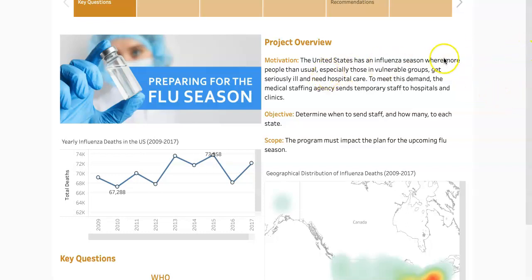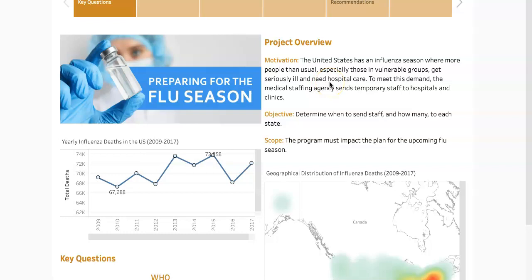So as many of you already know, there is a specific period each year where an elevated number of individuals contract the flu, commonly known as the influenza season. And during this period, certain individuals are more susceptible to flu symptoms, leading them to require hospitalization. Consequently, there is a heightened demand for additional staff in hospitals and clinics to adequately attend to those affected by flu-related complications. The responsibility of supplying the required extra personnel falls on medical staffing agencies.